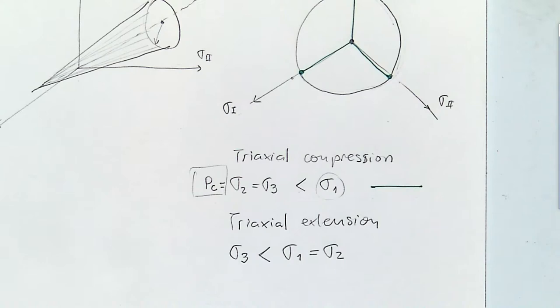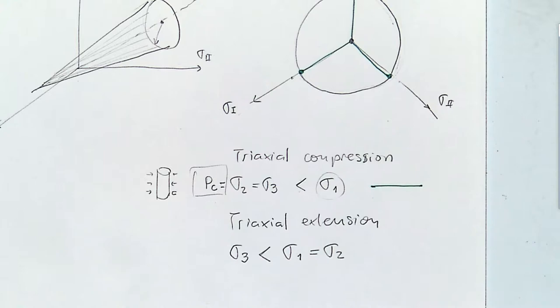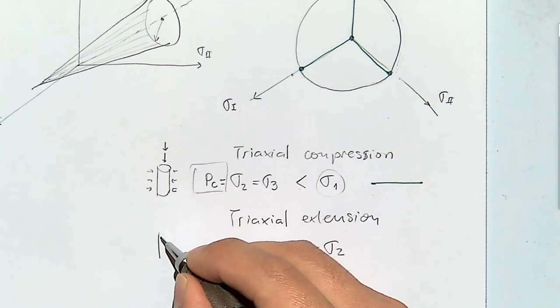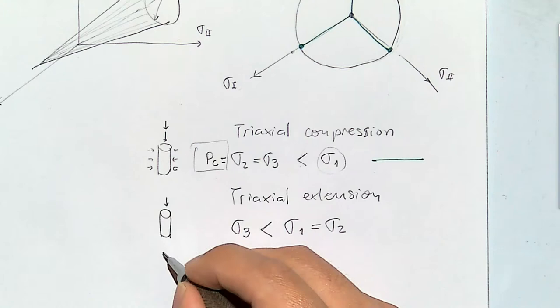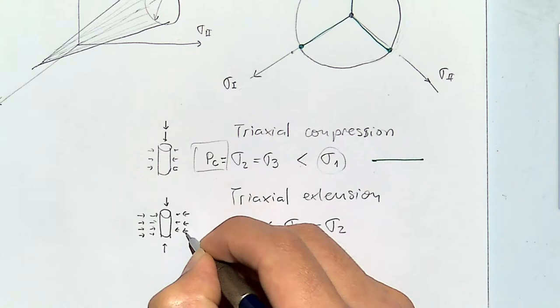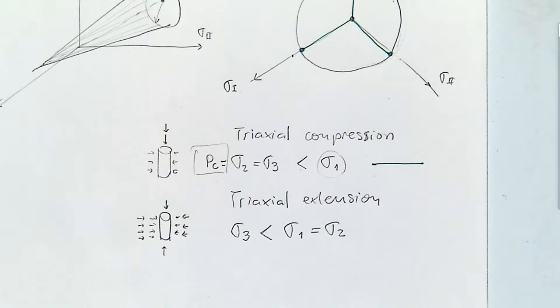So the first case is you have a constant confining pressure, and then you add axial stress. The second case, you could do also in axisymmetric conditions by having a constant axial stress and adding more confining pressure until it fails. That's what is called triaxial extension, because the first one, when you push down, it will shorten. The second one, when you push from the sides, it will extend until it fails.